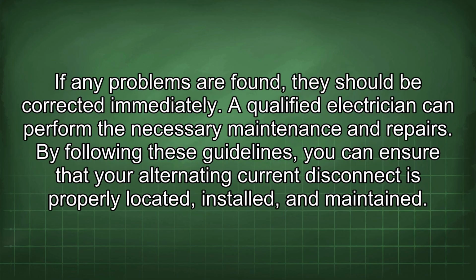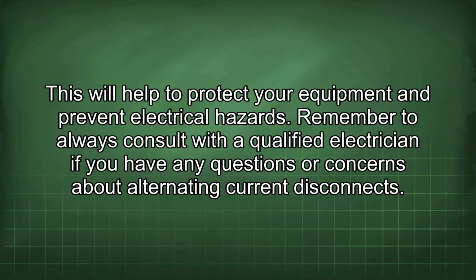If any problems are found, they should be corrected immediately. A qualified electrician can perform the necessary maintenance and repairs. By following these guidelines, you can ensure that your alternating current disconnect is properly located, installed, and maintained. This will help to protect your equipment and prevent electrical hazards.